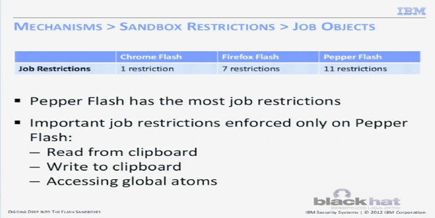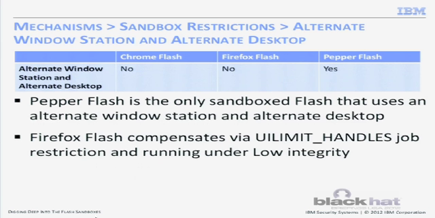For job restrictions, Flash has the most job restrictions. Chrome Flash has the least. An important job restriction only found on Flash is access to the clipboard and global atoms. This is important because the clipboard and global atoms are potential vectors for sandbox escape and information disclosure. Finally, Flash is the only sandboxed Flash that uses an alternate window station and desktop. Firefox Flash compensates for the lack of an alternate desktop via the job restriction and running under low integrity.